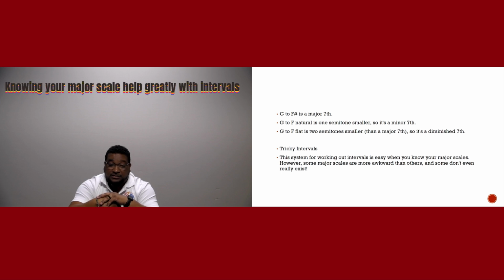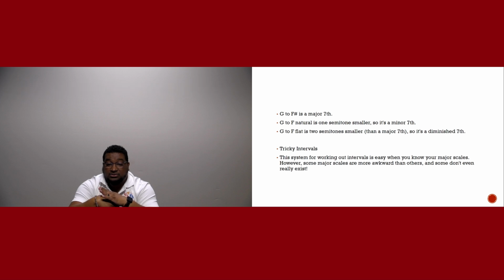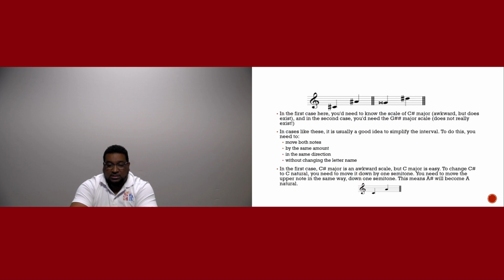Now there are some tricky intervals. The system for working out intervals is easy when you know your major scales. However, some major scales are more awkward than others, and some don't even exist. In the first case here, you'd need to know the scale of C sharp major, which is an awkward scale. So we have C sharp going to A sharp there, but it does exist.